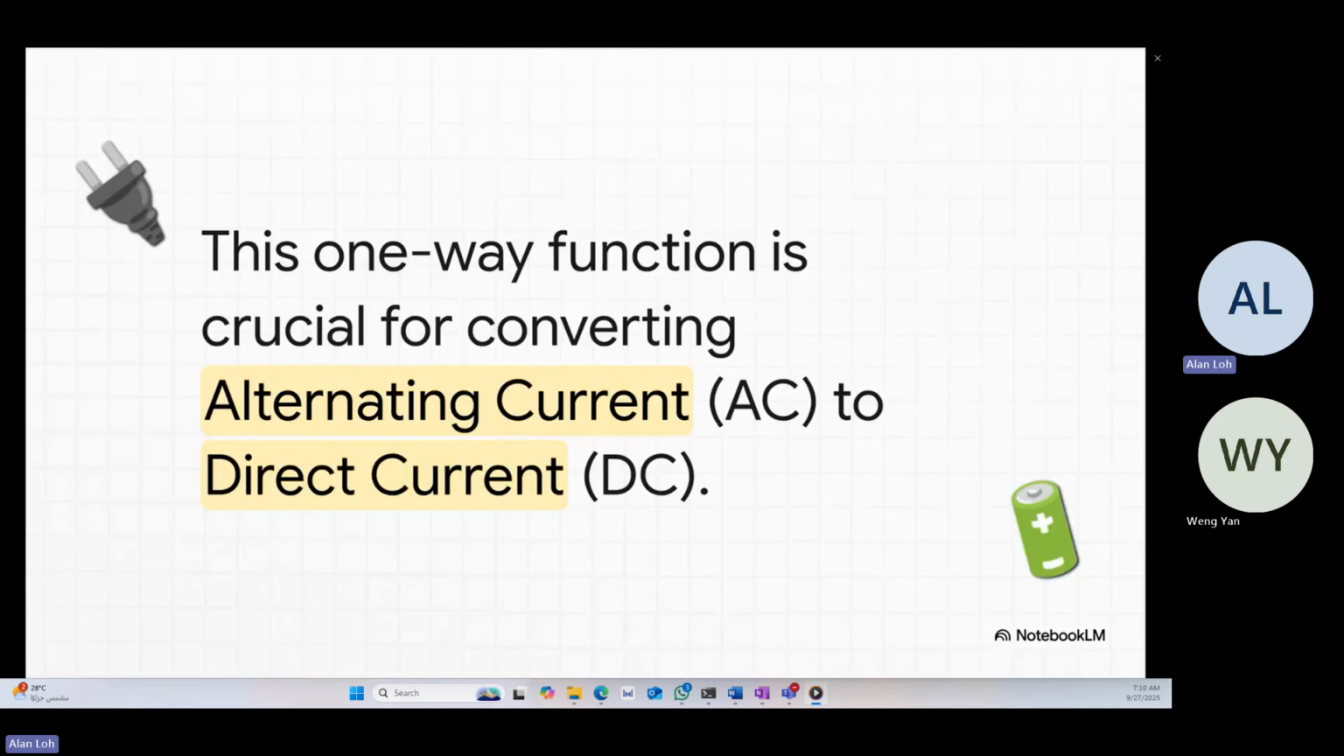Okay, a one-way street for electricity. So what? Why does that matter so much? Well, the power coming out of the outlets in your wall is alternating current, or AC. It's constantly flowing back and forth. But nearly all of our electronics, our phones, our laptops, they need a nice, steady, one-way flow. That's direct current, or DC. The diode is the little hero that performs this conversion, a process called rectification.